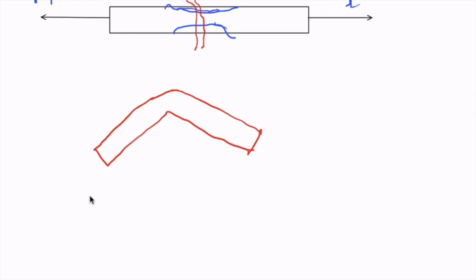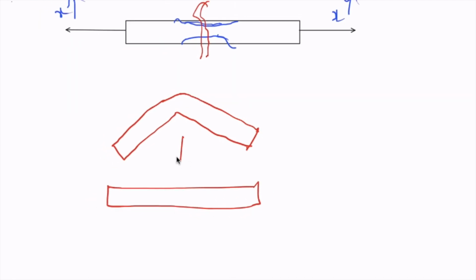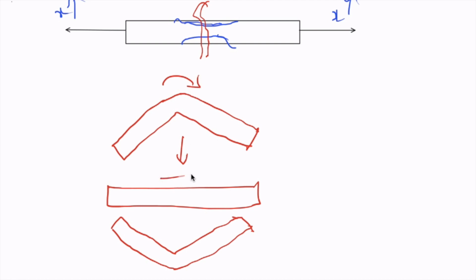Then I make it into its original shape. Then I'm going to bend it in the opposite direction. This is all a cyclic process that I am going to do. Initially I bend in this direction and then I make it straight. Then I bend this in the opposite direction. So this is the thing that I'm going to do.